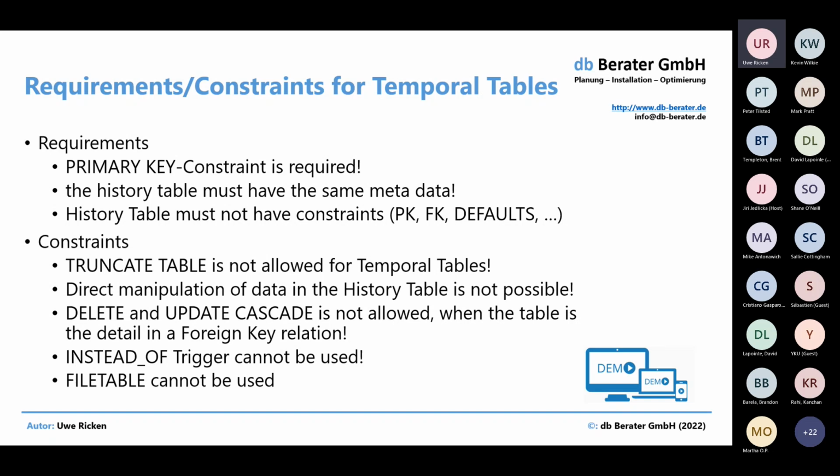The next point is quite cool, and that is required. The direct manipulation of data in the history table is not possible. It's protected by SQL Server. So as long as your table is part of system versioning, you cannot change data in the history table. Delete and update cascade is not allowed when the table is the detail in a foreign key relation. Instead-of triggers cannot be used either, but I will show you a trick for how you can work around it. And FileTable cannot be used, but that is okay, because FileTable means that the data are not stored in the database, but are managed in a file system by SQL Server.